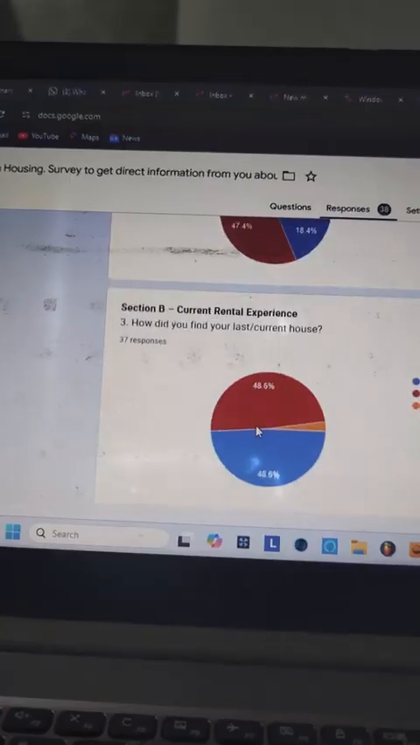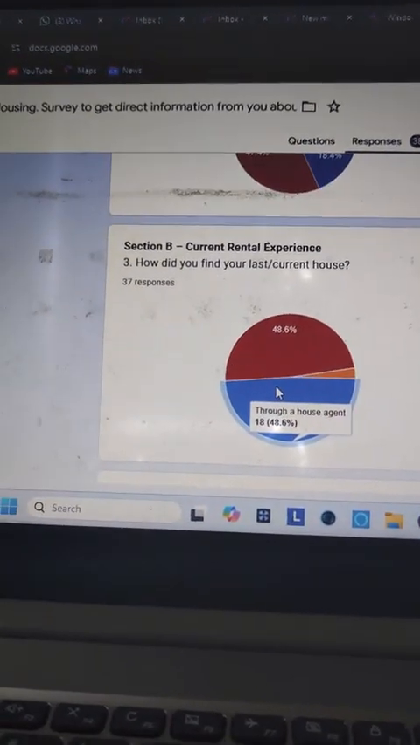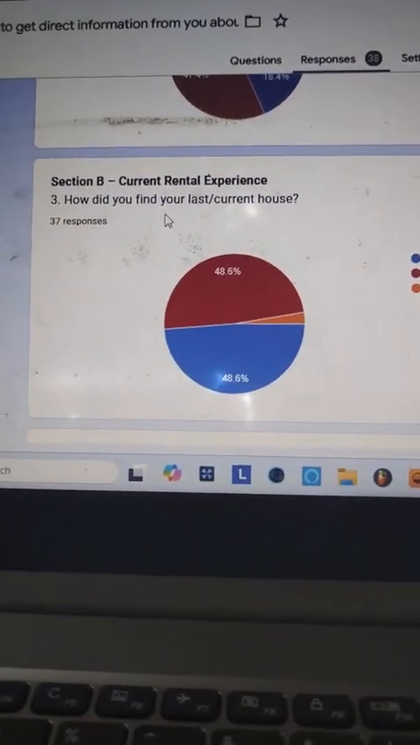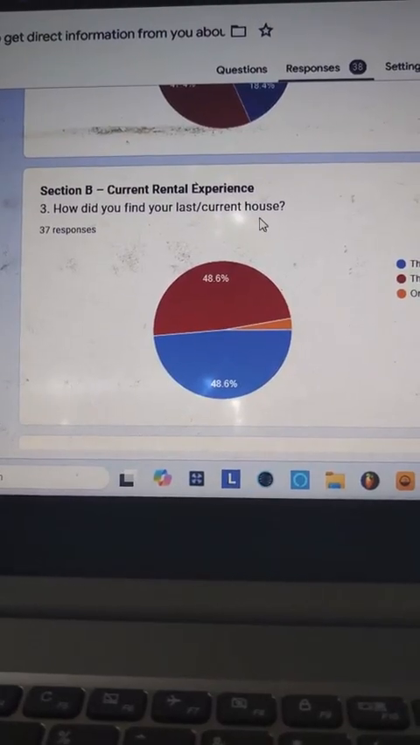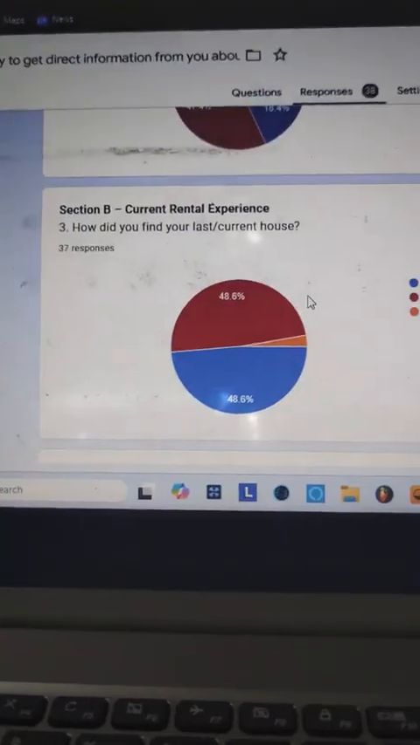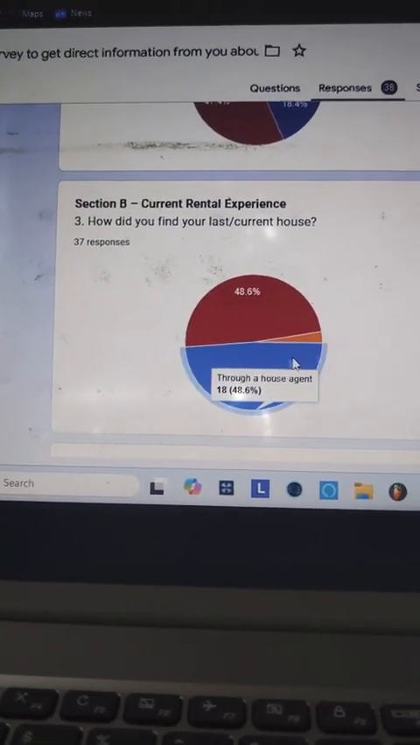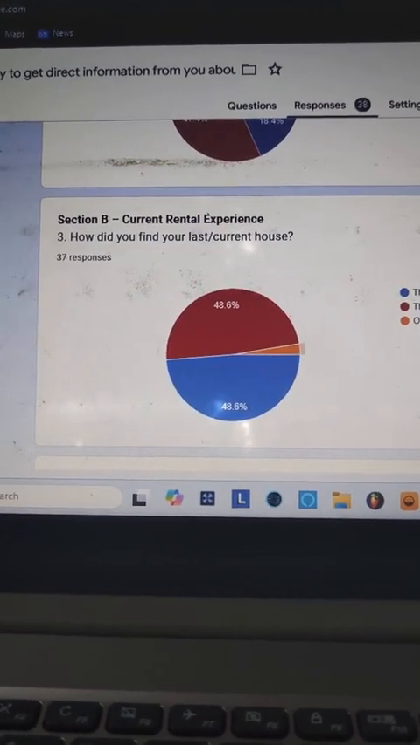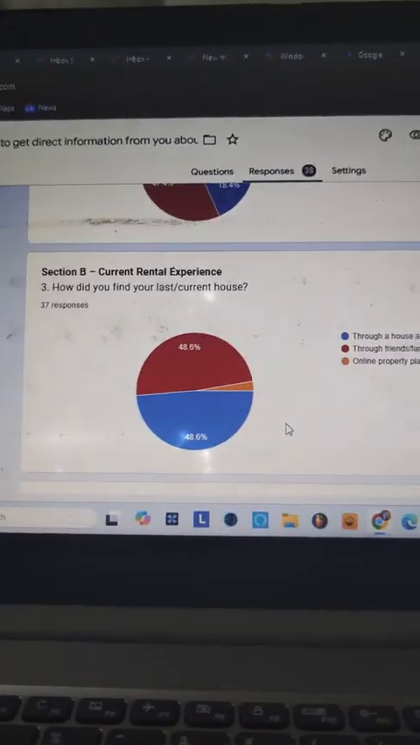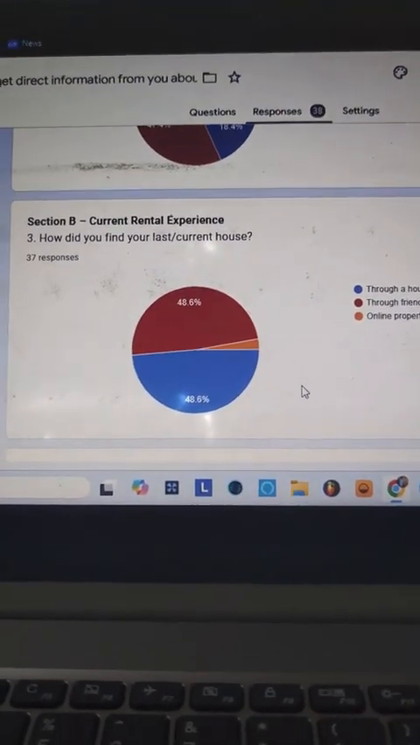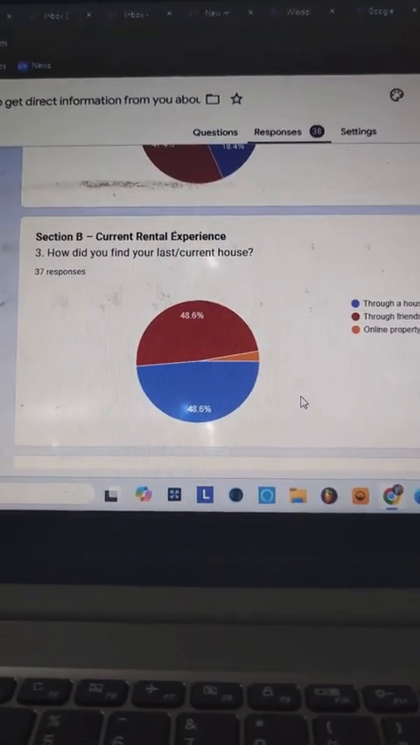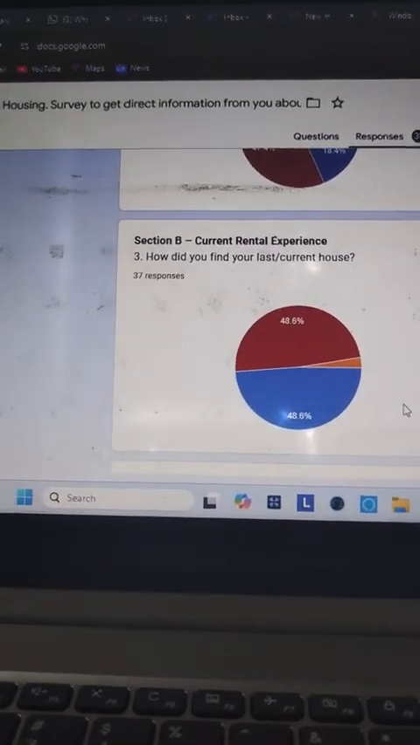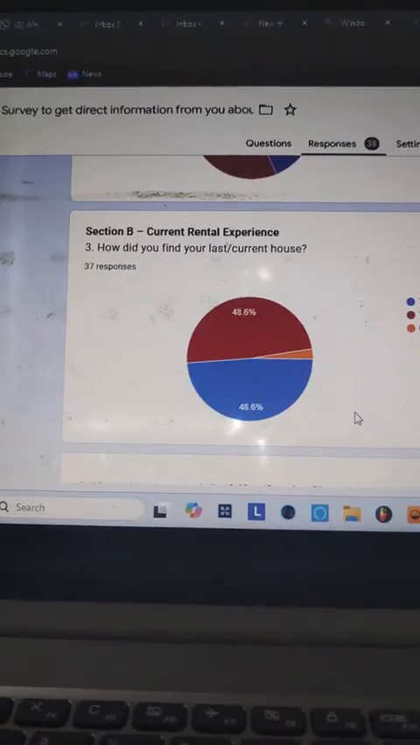Now if you go down, you see current renter experience. You see people's current rent. How did you find your last rent or current house? Now see, the blue one is talking about through a house agent, through friends and family, online property. So I'm trying to find out how people are actually getting to rent houses in Nigeria. Are you getting me? How are they actually getting to rent houses in Nigeria?